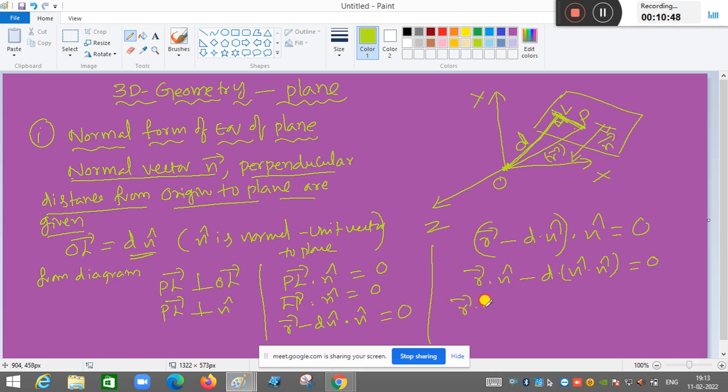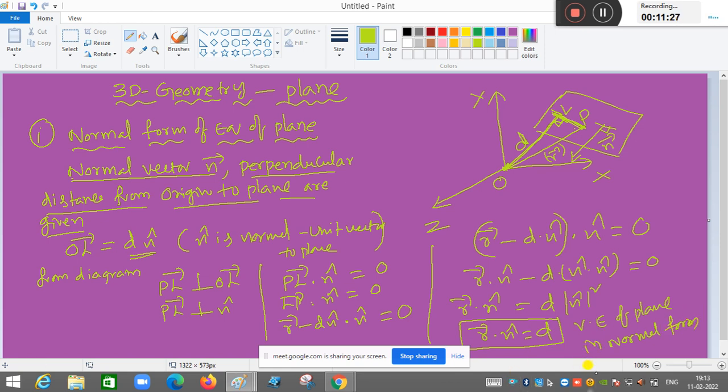R bar dot n cap equal to d, n cap dot n cap is magnitude of n cap whole square. N cap is a unit vector. That magnitude is 1. Whole square is also 1. So finally R bar dot n cap equal to D. So this is the vector equation of a plane in normal form.